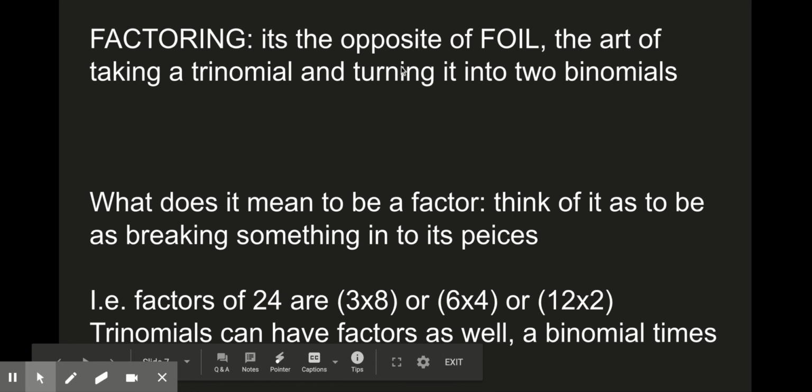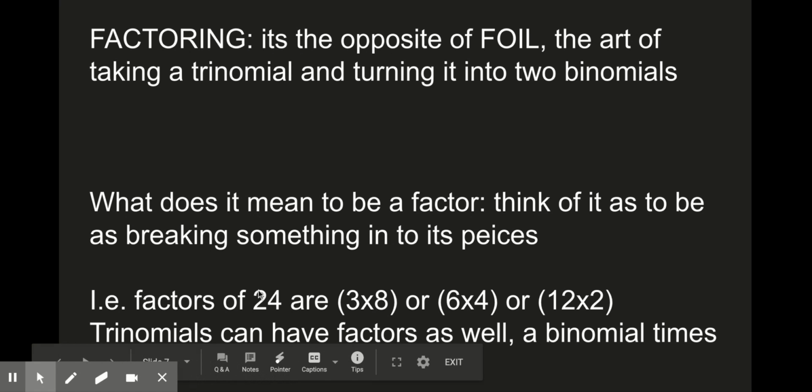So factoring is the opposite of FOIL. First, outside, inside, last, where you multiply two binomials together to get a trinomial. So it's the art of taking a trinomial and we're going to turn it into two binomials. Let's see about what it really means to factor. Okay, think of it as breaking something into its pieces.